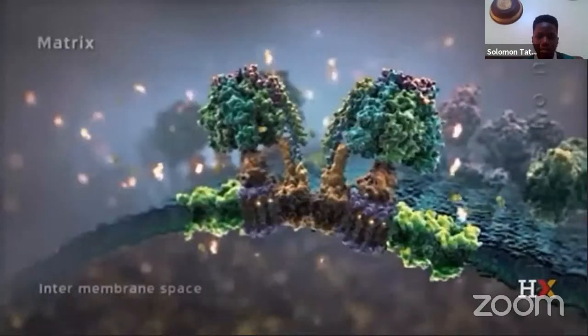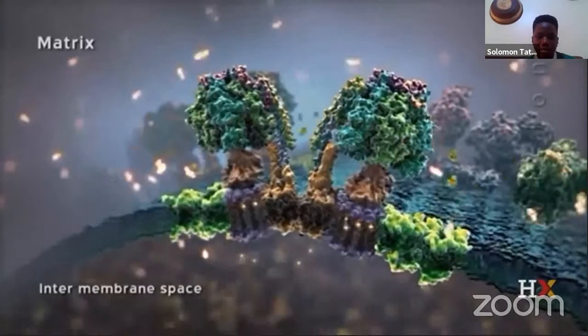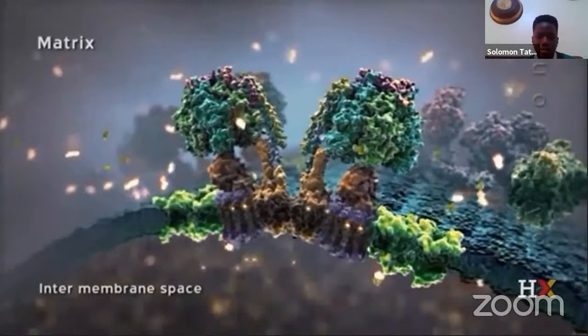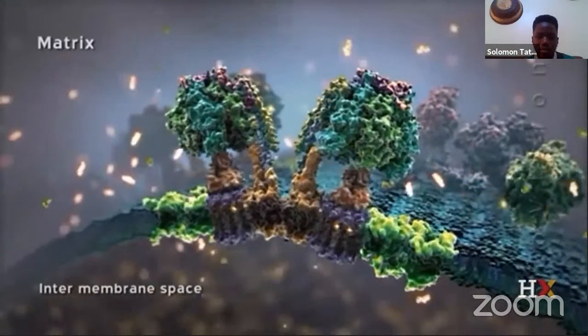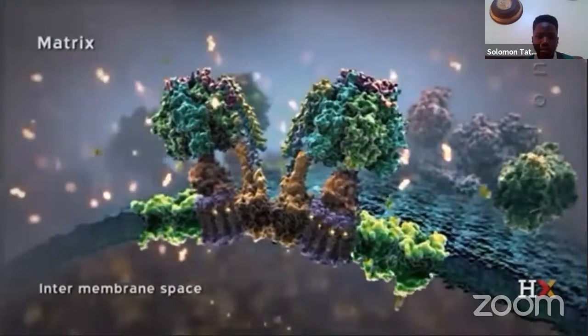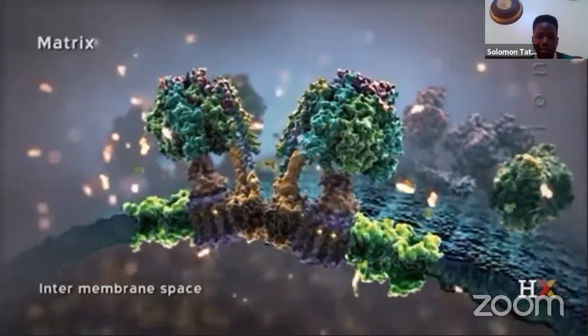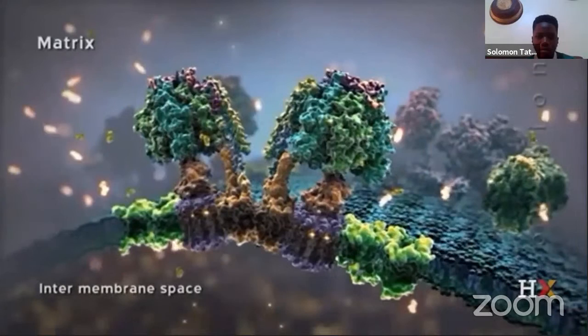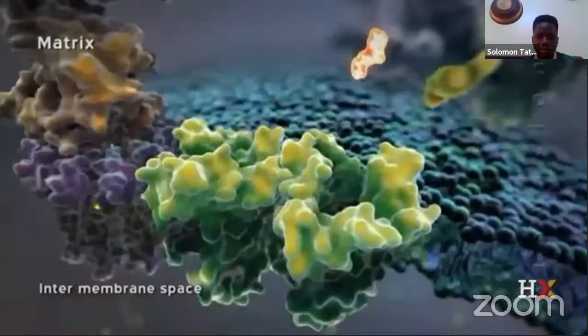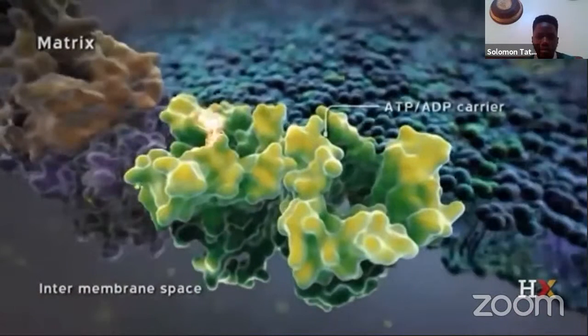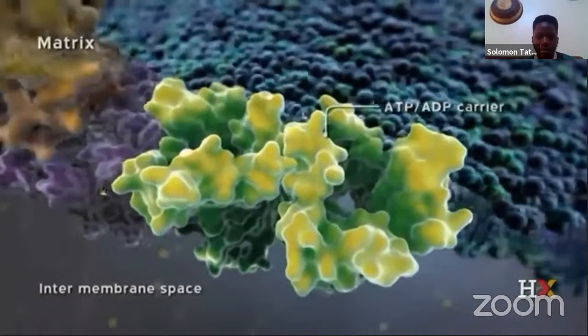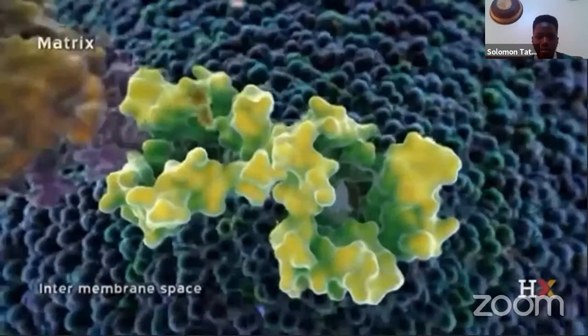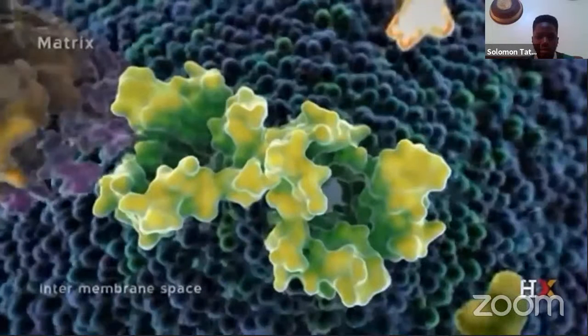Most of the ATP synthesized in the mitochondrial matrix is consumed outside of the mitochondria, but the inner membrane is impermeable to ATP and ADP. Therefore, an ATP-ADP carrier is responsible for the coordinated import of ADP and the export of ATP across the inner membrane.